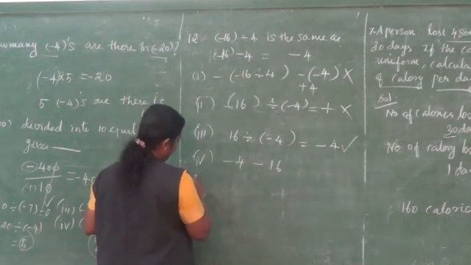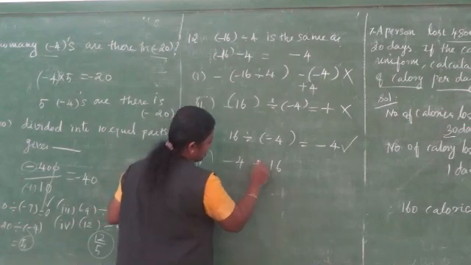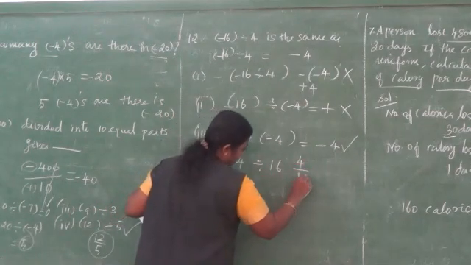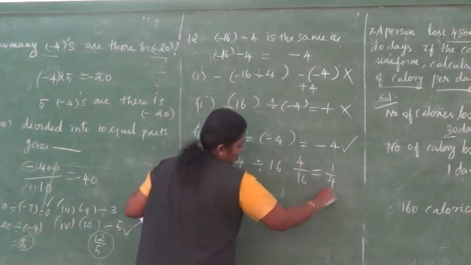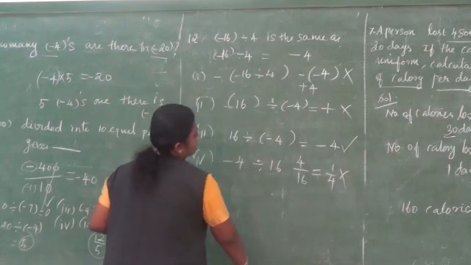Even so, we have to verify the fourth option also. Minus 4 divided by 16. This is a fraction. You will get minus 1 by 4. This is not an answer.